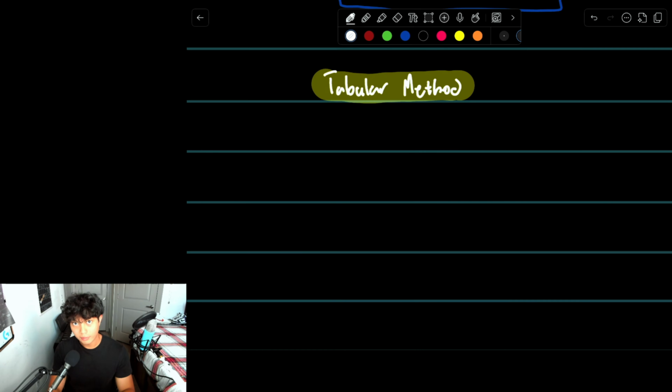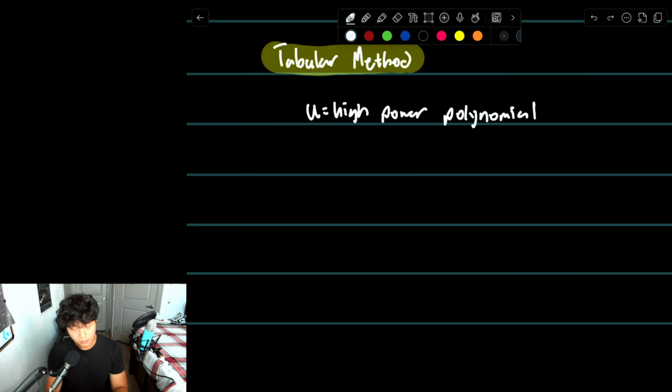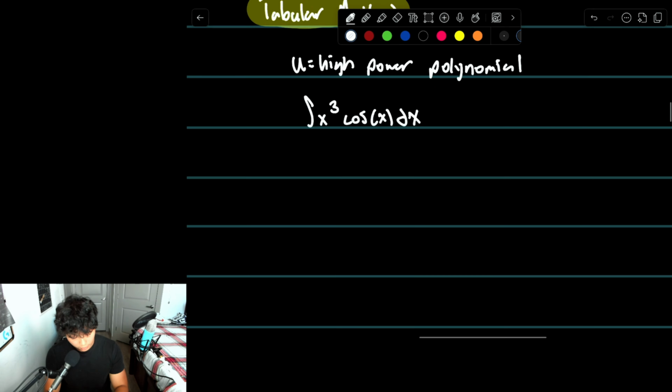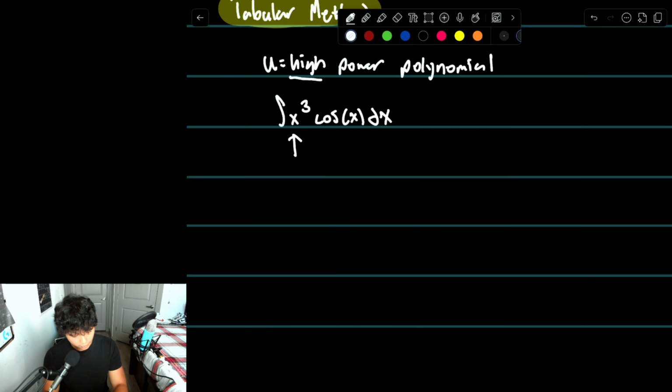Now last and most definitely least is tabular method. I don't catch myself ever using this, but we were taught it, so I might as well teach it. The use case of tabular method is when your u is a high power polynomial. So for example, let's say we take the integral of x cubed cosine x dx. Well, in this case, we would choose our x cubed as our u, right? So that is considered a high power polynomial.